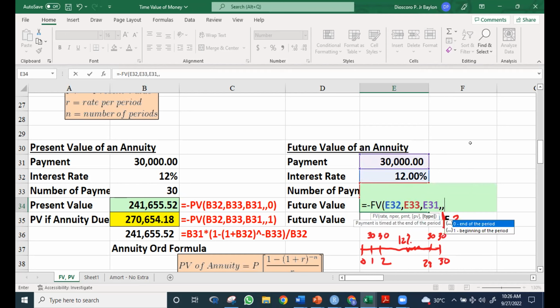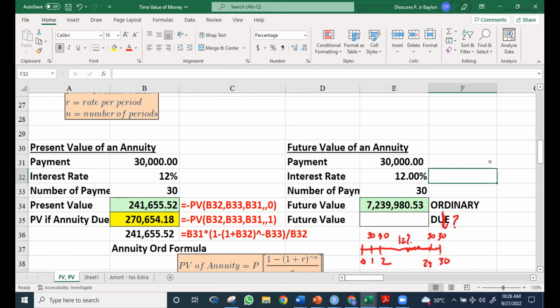Type is ordinary annuity, 0, or you can delete this. Since that one also is 0, you can ignore the zeros at the end. Then it will give us the same answer. So the future value: if you put money in an investment, 30,000 each year, at 12% interest for the next 30 years, it becomes 7.239 million.